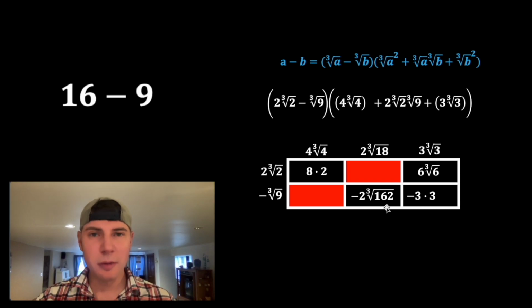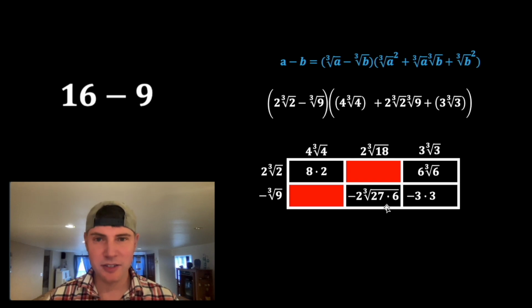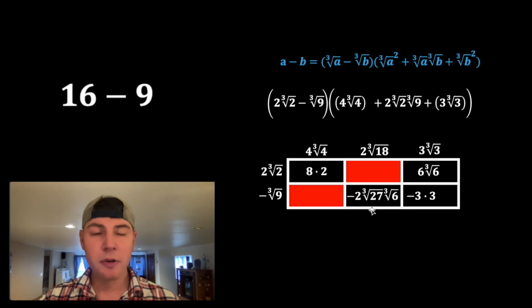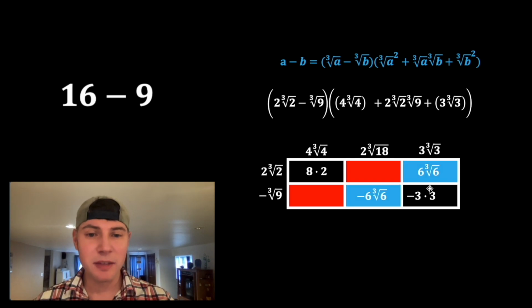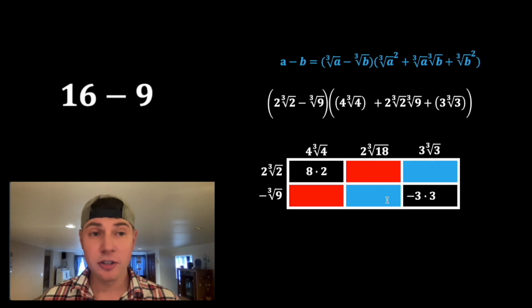This 162 can be broken out into 27 times 6. And then we can give each of these their own cube root. And cube root of 27 is equal to 3, and then negative 2 times 3 is equal to negative 6. Now looking at these two squares, they're the same thing, but one's positive and one's negative. So they're also going to cancel each other out.